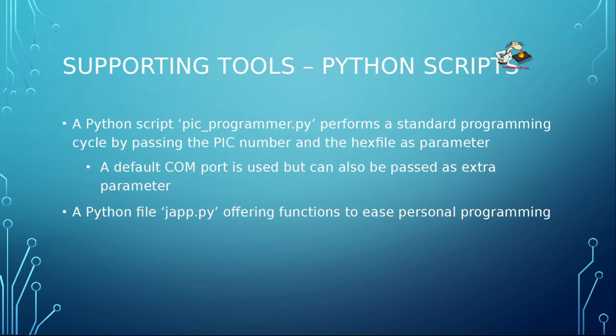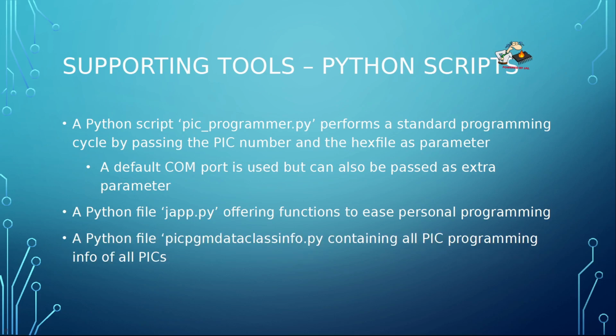Then there's a Python file called JAPP.py, and it offers some basic functions to ease personal programming if you want to make your own script. And there's a file which has a very nice name like PIC class info.py, and that file contains all the PIC programming parameters of all the PICs.